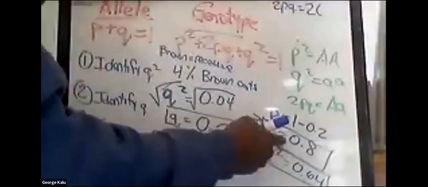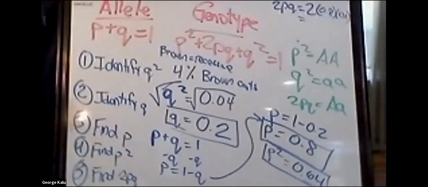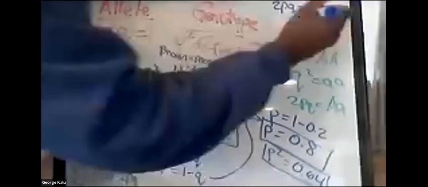For 2PQ, you would just take 2, multiply that by P, which we found was 0.8, and our Q, which we found was 0.2. And so what do we get here? 0.16 is close. So you multiply the 0.8 and the 0.2, and we should get 0.32. Right. So 0.32. Okay, perfect. That's our 2PQ.